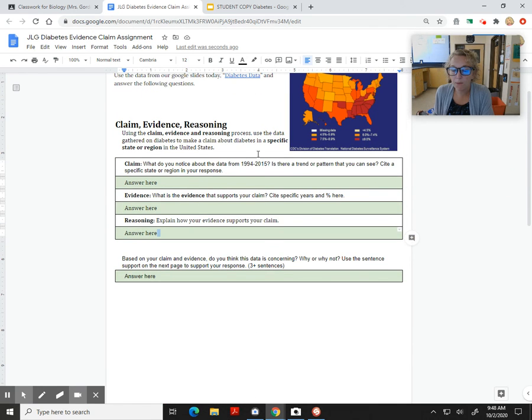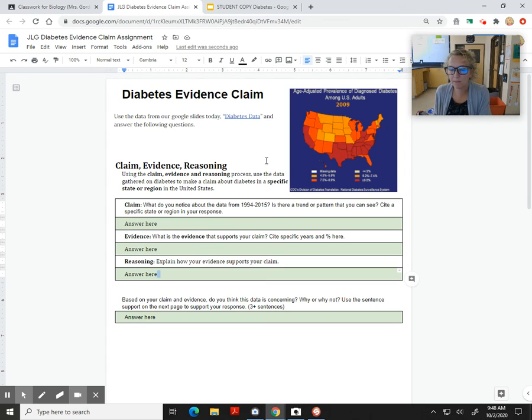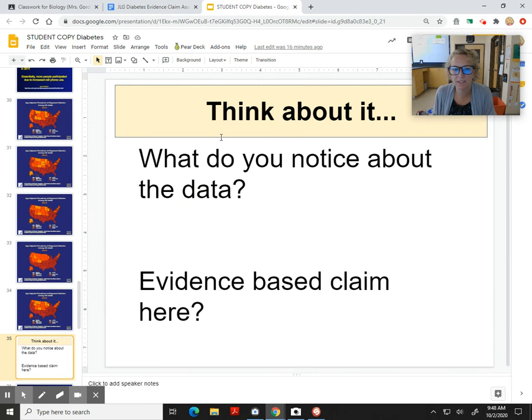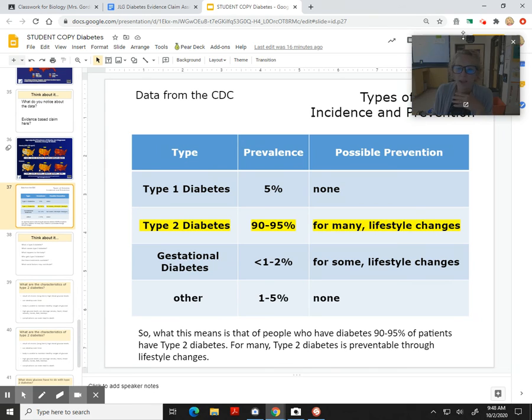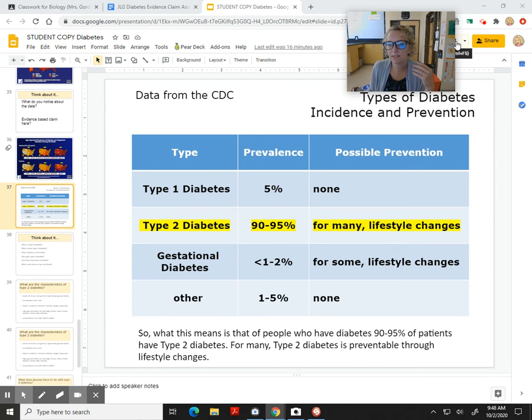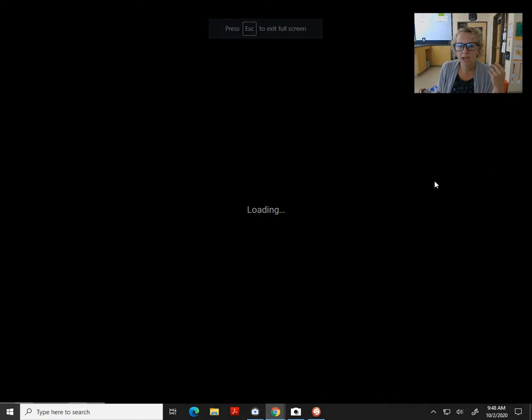Okay, so I want to pop back to the slides really quick and talk about diabetes. You're working on this assignment, but I also want to go back to this and talk about diabetes a little. I want to point out first that there are three types of diabetes that we're really tracking here.